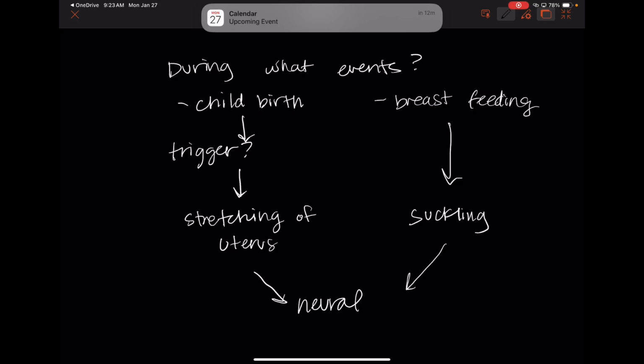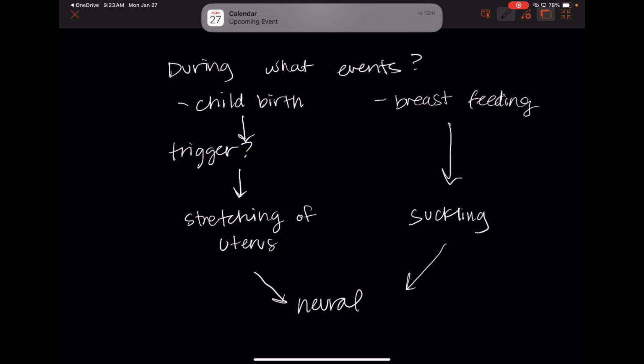Stretching of the uterus is also going to be neural. You should have learned about mechanoreceptors that detect stretch, right? That's part of your nervous system. So baby makes its way down towards the birth canal. The uterus stretches. That sends signals up to the hypothalamus and posterior pituitary to release oxytocin to cause contraction of the uterus and further stretching. Okay? And further stretching, and further stretching.